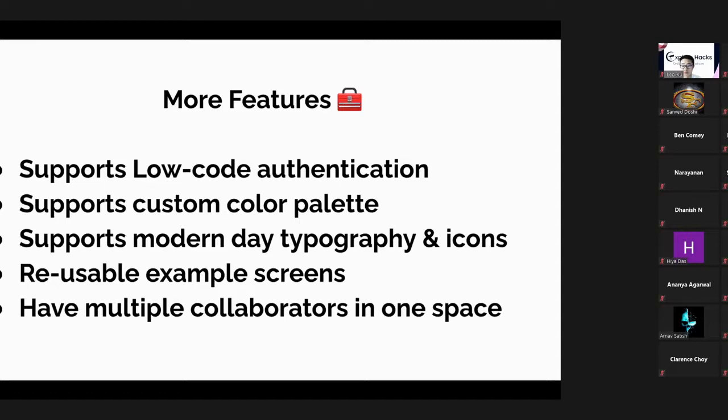GraphBit also supports a custom color palette. It comes with a default design system of colors, so you can include your own colors. It also has modern typography, fonts, and icon collections that you would probably use in a mobile app, especially using React Native or Expo. And we also support some example screens, so you can copy that into your project and then rebuild on top of it, or use some components out of it and delete the rest of the components.